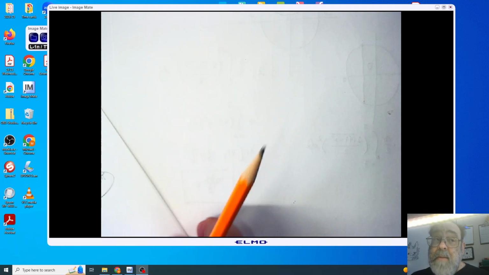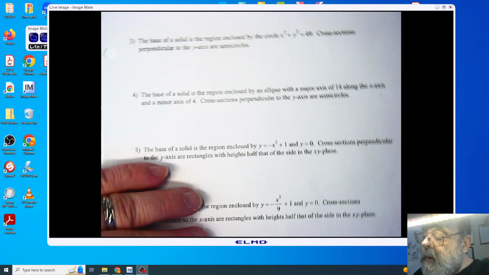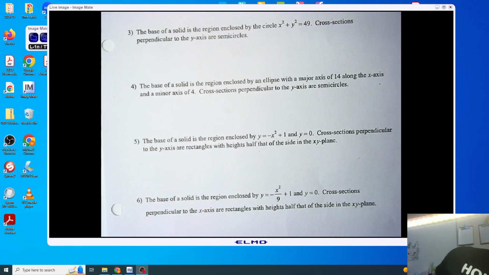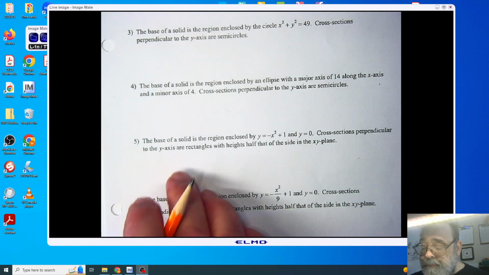The last one that I'm going to be doing with you is working with a semicircle, or semicircular shapes that are sitting inside of an ellipse. So let's just look at it one more time. The base of a solid is a region enclosed by an ellipse with a major axis of 14 along the x-axis and a minor axis of 4. The perpendicular cross-sections are perpendicular to the y-axis and are semicircles.